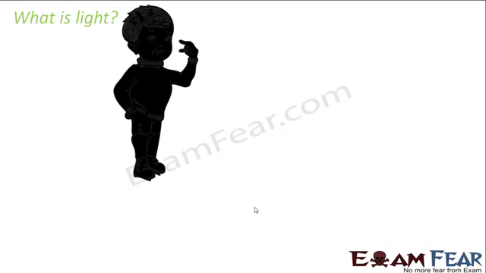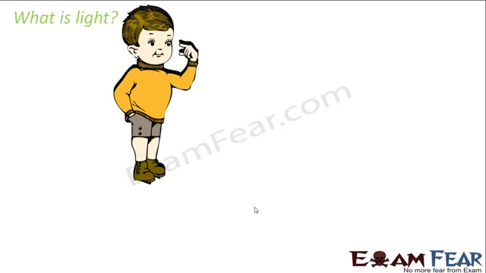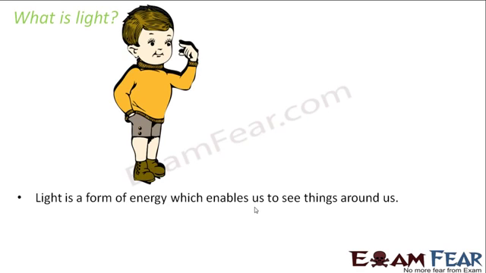So now let us start with what is light. Just now I mentioned light is something which enables us to see everything which is present around us. So it is a form of energy which enables us to see things around us. You can imagine, at night when the power cuts off, it becomes so difficult because we are not able to see anything around us. Life is so difficult without it, right?